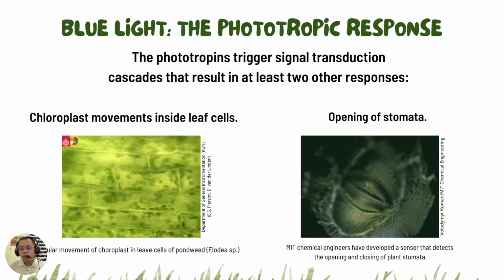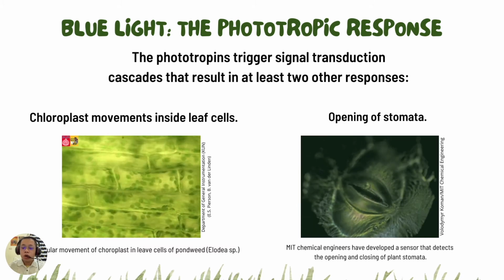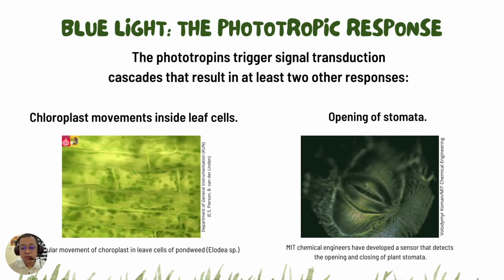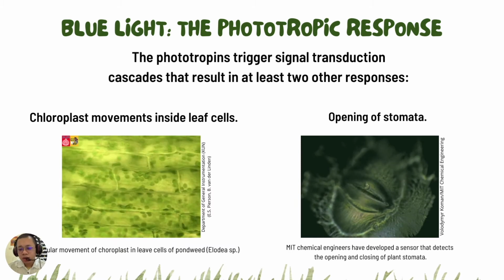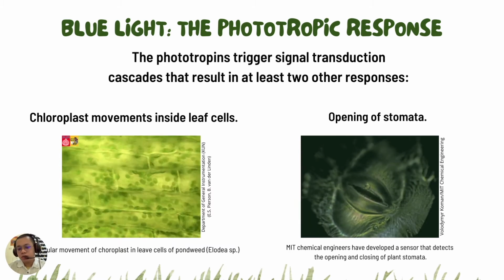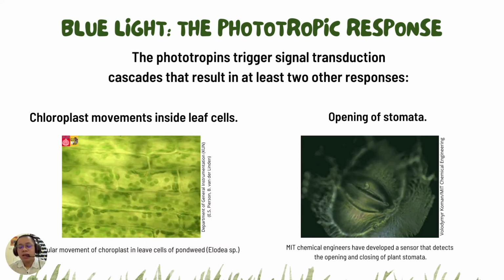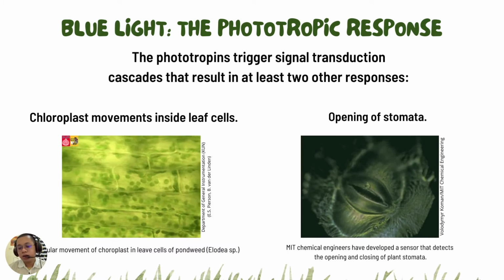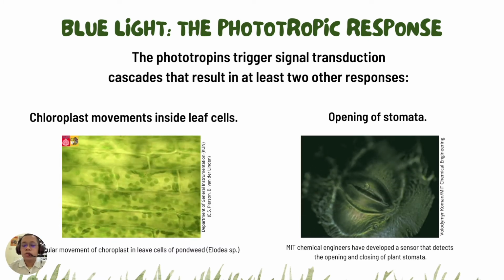Chloroplast movements inside leaf cells. These movements put chloroplasts in positions to optimize light absorption. It means that in high light, the chloroplasts move to the sides of cells to shade each other. And in low light, they spread out. So what happens if there are phototropins? There is a movement of chloroplasts inside a cell. The opening of stomata, as a result, carbon dioxide can diffuse into cells as blue light triggers photosynthesis.